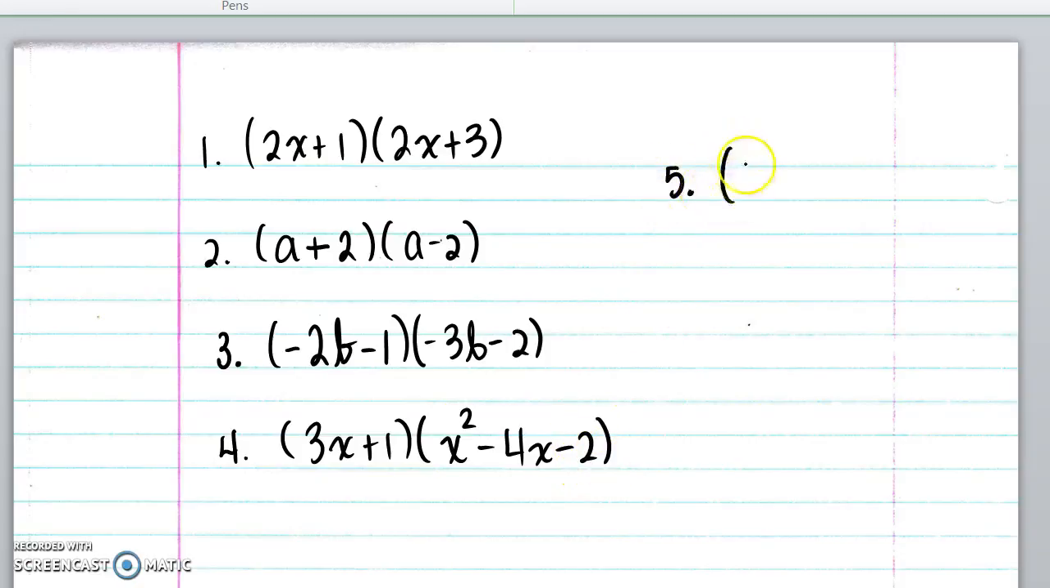And then I want you to look at what you get with this one. And this one.